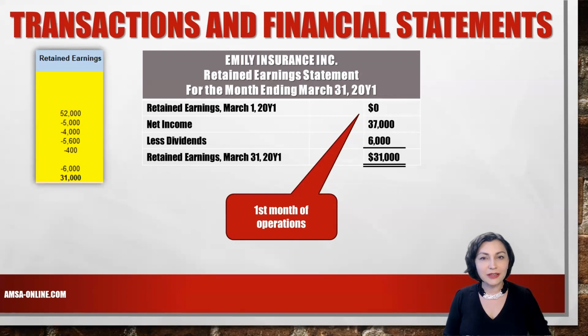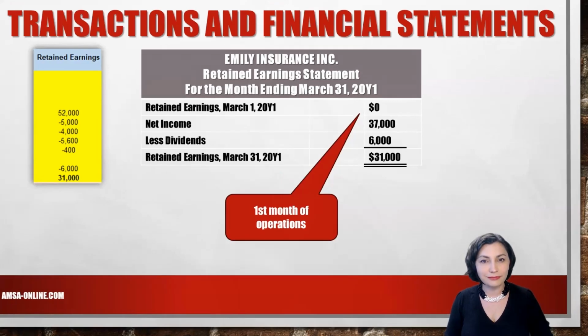Since March is Emily's first month of operations, the beginning balance in retained earnings is $0. Net income for the month is $37,000, and dividends paid amount to $6,000. By deducting $6,000 from $37,000, the ending balance in retained earnings is determined to be $31,000.